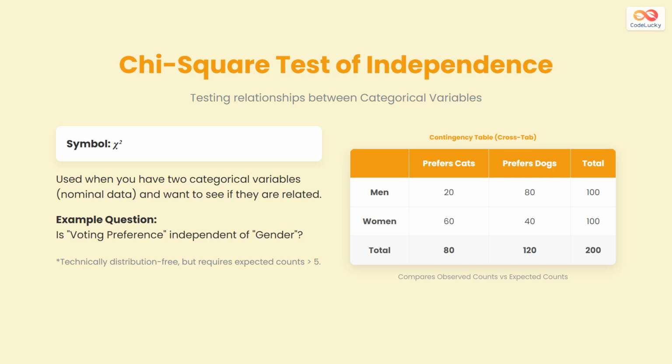Sometimes your data isn't numbers at all, but categories. The chi-square test of independence helps you see if two categorical variables are related. For example, is there a relationship between gender and voting preference? It compares the observed counts in your data to what we would expect to see if the two variables were completely unrelated.